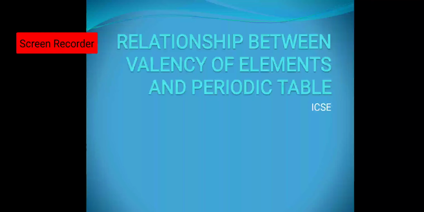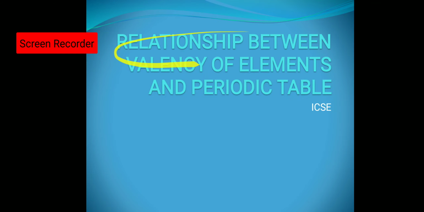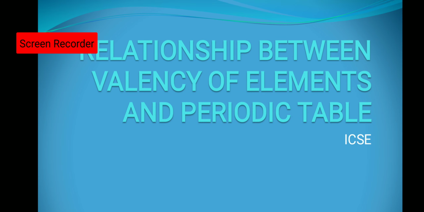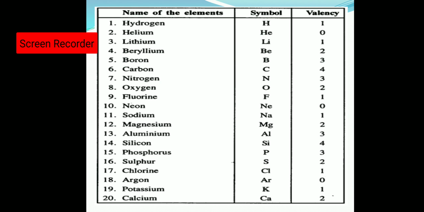Good morning, students. So today we have to study about the relationship between the valency of elements and the periodic table. Now next we have to see, here is a list of the elements with their symbol and the valency. So hydrogen, the symbol of hydrogen is H and its valency is 1.